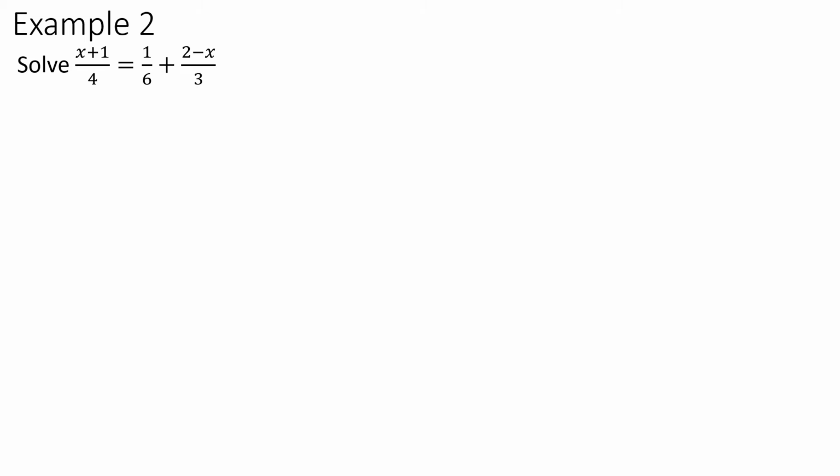Example 2. Solve the equation, the quantity x plus 1 divided by 4 equals 1/6 plus the quantity 2 minus x divided by 3. I want to note that this is a linear equation, and we are going to solve this first by a method called clearing fractions. So we're going to clear fractions.